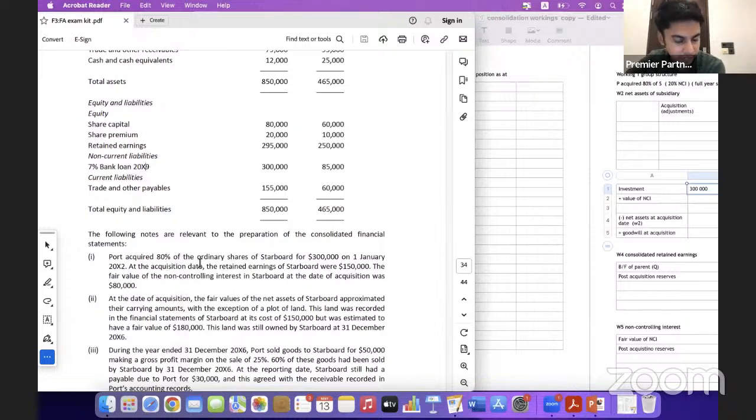At the date of acquisition, the retained earnings of Starboard was 150. The fair value of the non-controlling interest in Starboard at the date of acquisition was 80,000 rupees. So they are telling us, guys, when the company is bought, the retained earnings were 150. Fair value of non-controlling interest is 80. Right. Now, guys, remember, when they give you this part over here, retained earnings of Starboard. Now, who is Starboard? Subsidiary. Subsidiary's retained earnings were 150,000 at the date of acquisition.